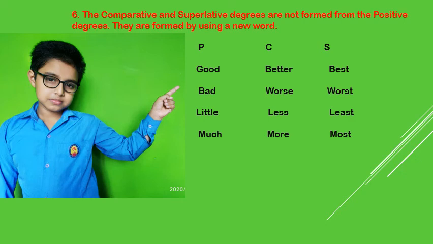Then comes the superlative degree. It is also the same. First we have to read out what is the superlative degree of good. The superlative degree of good here is given best. Same, you can observe here that best is the superlative degree. It is formed by using a new word. It is also not formed from the positive degree. So good, better, best. Then let's read out some other examples also, like bad, worse, worst. Then little, less, least, and the last word is much, more, most.